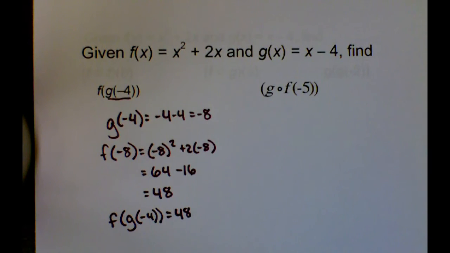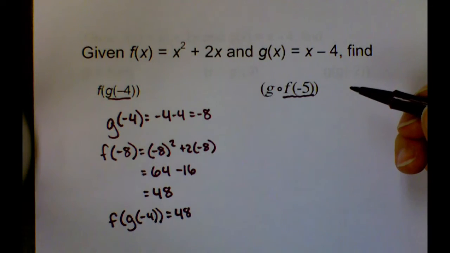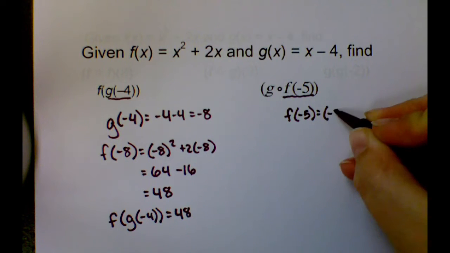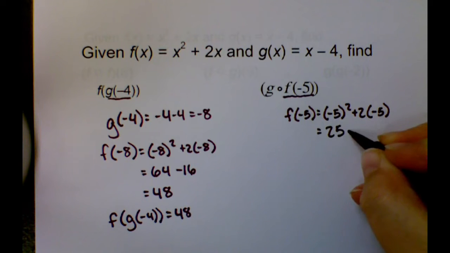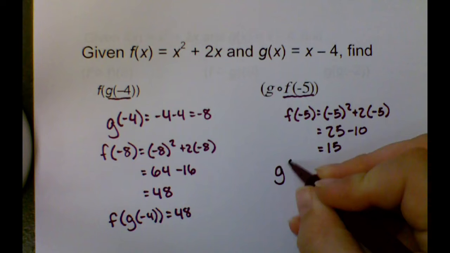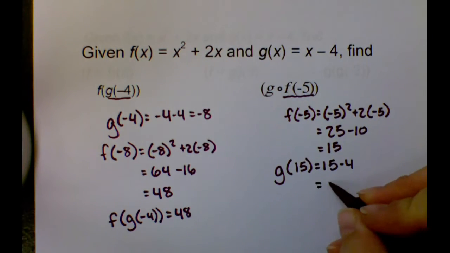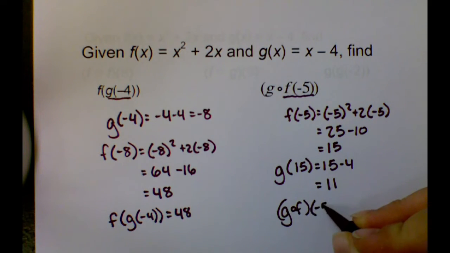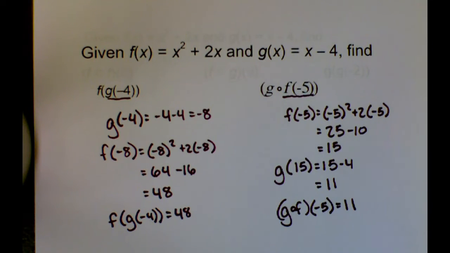For the second one, g of f of negative 5, the inner one here is the one that's listed second when we list it in this notation. So I want to find f of negative 5 first. So I'll take negative 5 squared plus 2 times negative 5, which is 25 minus 10, which is 15. Then we go to the outer function. I need g of what I just got, g of 15. So that'll be 15 minus 4, which is 11. So that means g of f of negative 5 is 11. So two different ways to write the same type of problem.